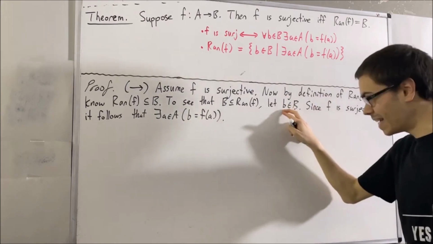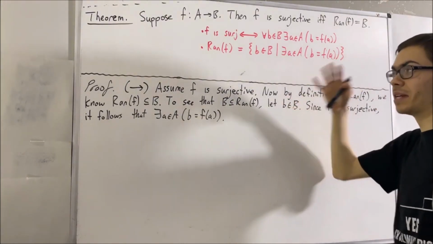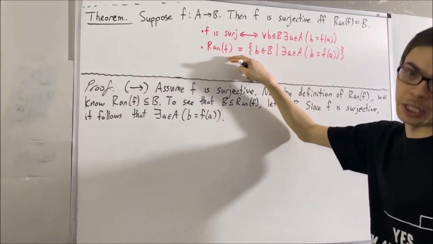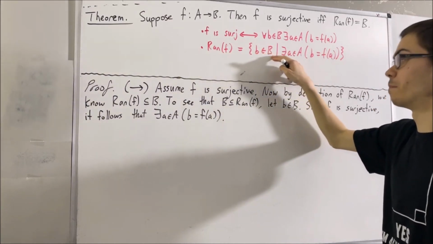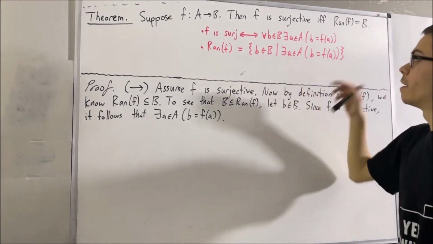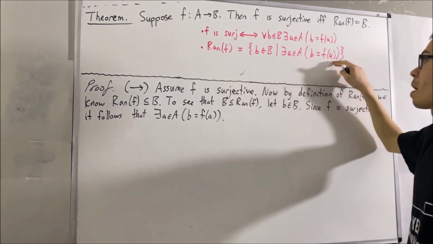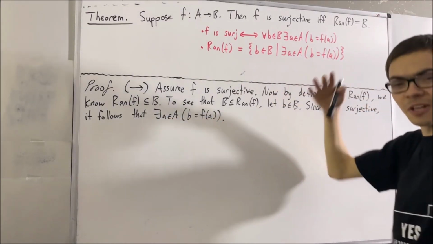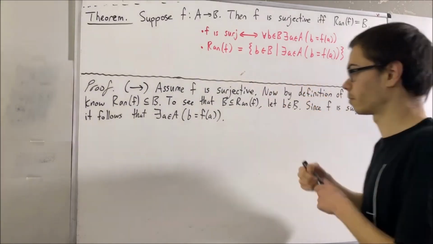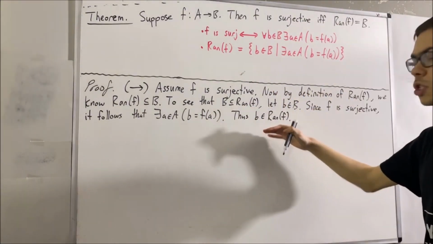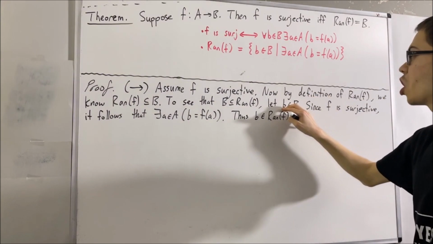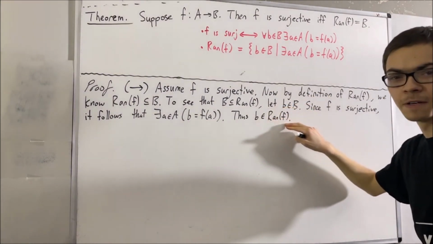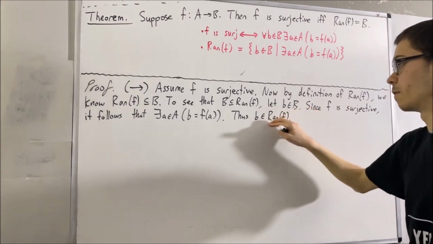But now, b satisfies all the requirements to be an element of the range of f, right? Because in order to be an element of the range of f, first of all, you need to be an element of B, which we already have, and you also have to satisfy this property. But we just proved that b satisfies that property. So b is an element of the range of f. So at this point, notice we started with an arbitrary element in B, and we deduced that same element is also in the range of f. Therefore, B is a subset of the range of f.